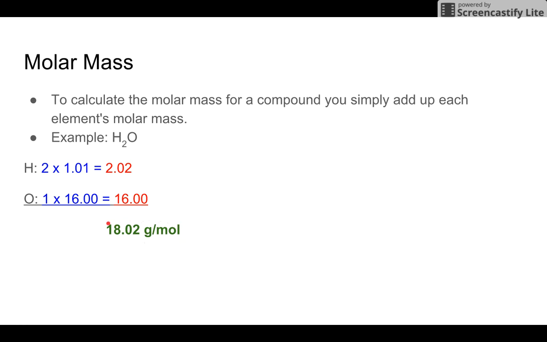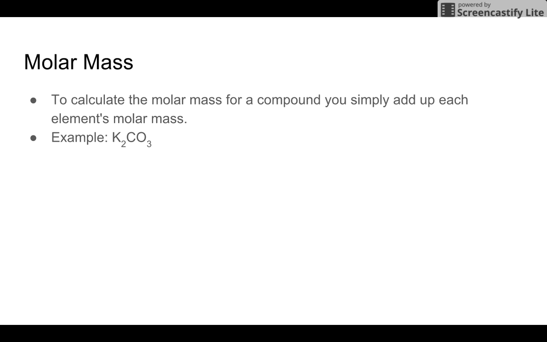Let's do another example. We have potassium carbonate, K2CO3. Go ahead and pause the video and work this out on your own. All right, so if you paused it and you come back, I gave you a few seconds there. We have two potassiums. Each one is 39.10 grams per mole from the periodic table. Carbon, we have one of them at 12.01 grams per mole. And oxygen, we have three of them at 16.00 grams per mole.